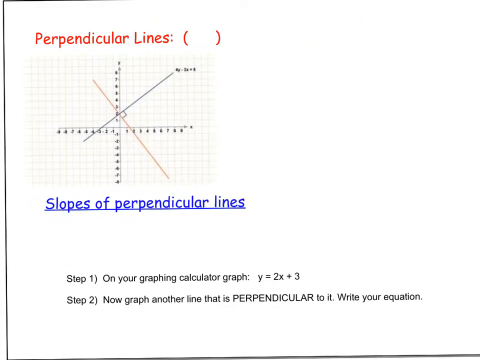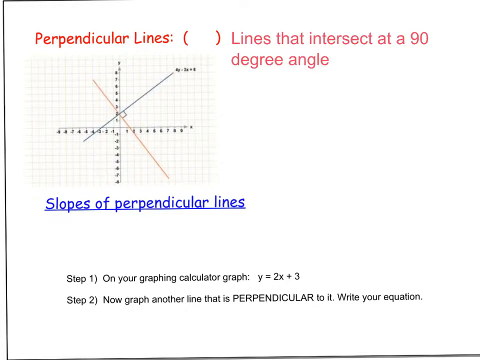Here's a graph of what perpendicular lines would look like. Perpendicular lines are lines that do intersect in a special way. They intersect at a 90-degree angle, and that's why you see this little square in the corner there. That means that is a 90-degree angle.